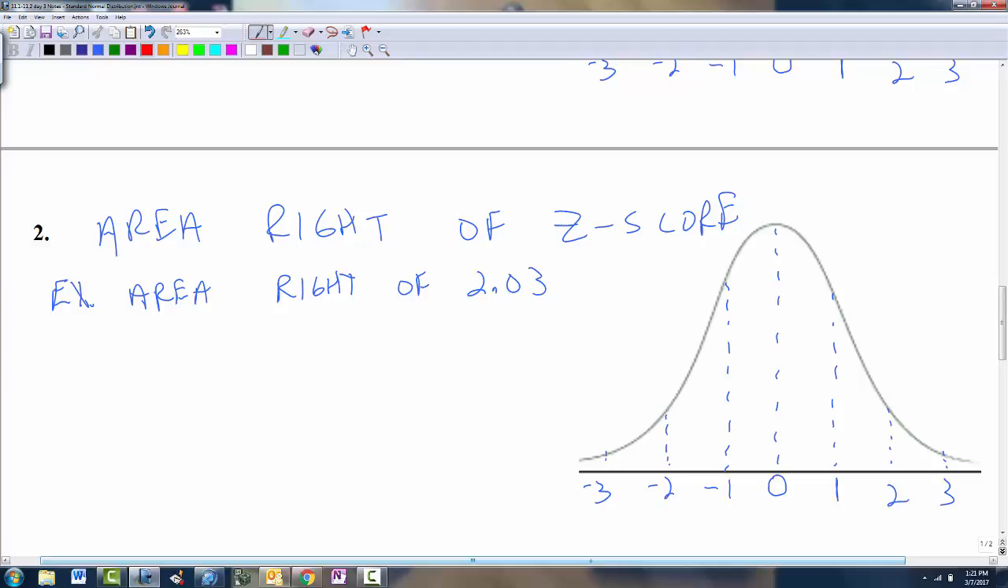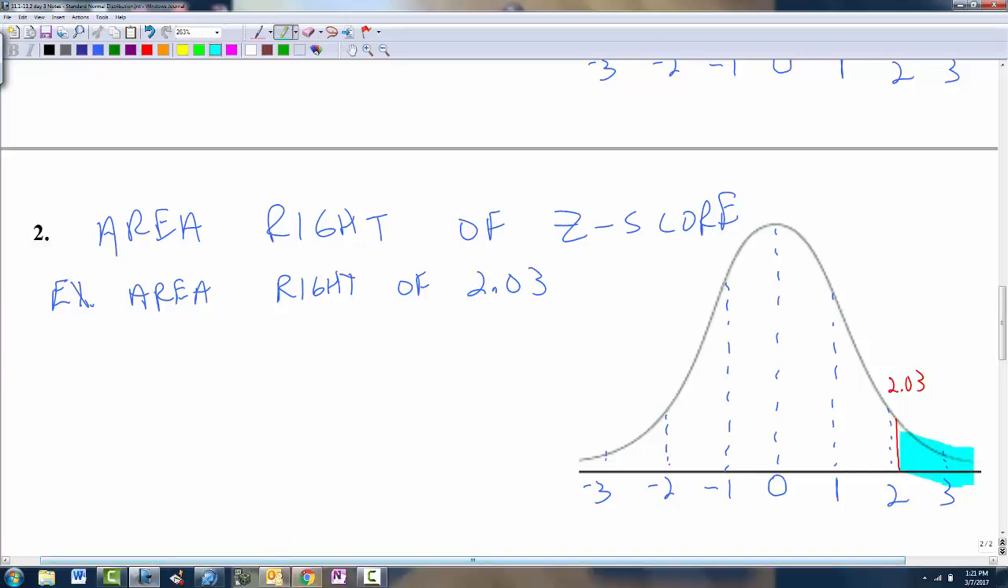And find the area right of a z-score. So what's the area right of 2.03? Well, it's not a big deal here. Your chart gives you the area that is left of 2.03. So what are we going to do? Subtract it from what? The number 1. So I want to find that.